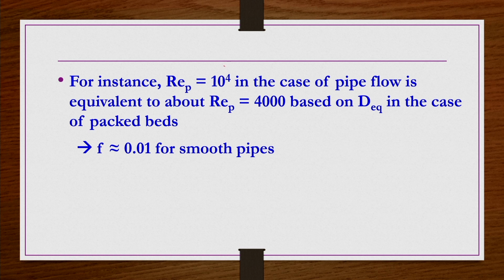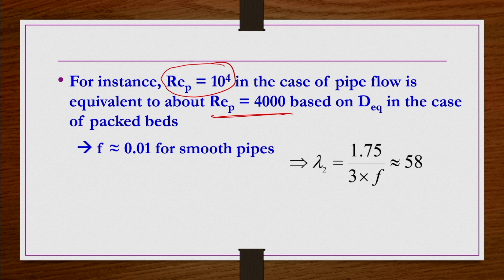In the pipe flow where there is no packing, if Re_p is of the order of 10 power 4, that is equivalent to Re_p of 4000 in the case of a packed bed in general. Okay. So, that is more than the order of 10 power 3. So, if you use this expression in place of 3 f lambda 2 is equal to 1.75, you will get lambda 2 is equal to 58.